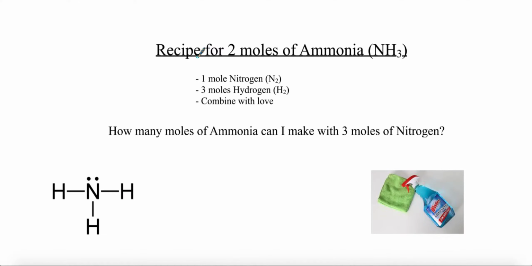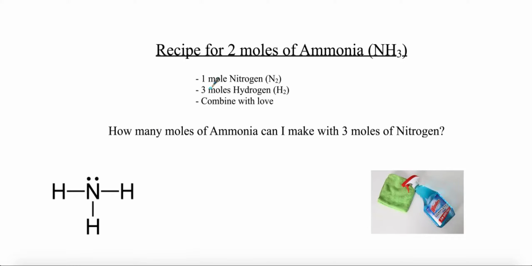And let's have a recipe here for ammonia. In this recipe, for 2 moles of ammonia, we're going to add 1 mole of nitrogen and 3 moles of hydrogen. So let's find out how many moles of ammonia I can make if I have 3 moles of nitrogen and plenty of hydrogen. There's really no difference between this and the brownie example. If we know how much of the ingredients we have in a recipe, we can figure out how much we can make.